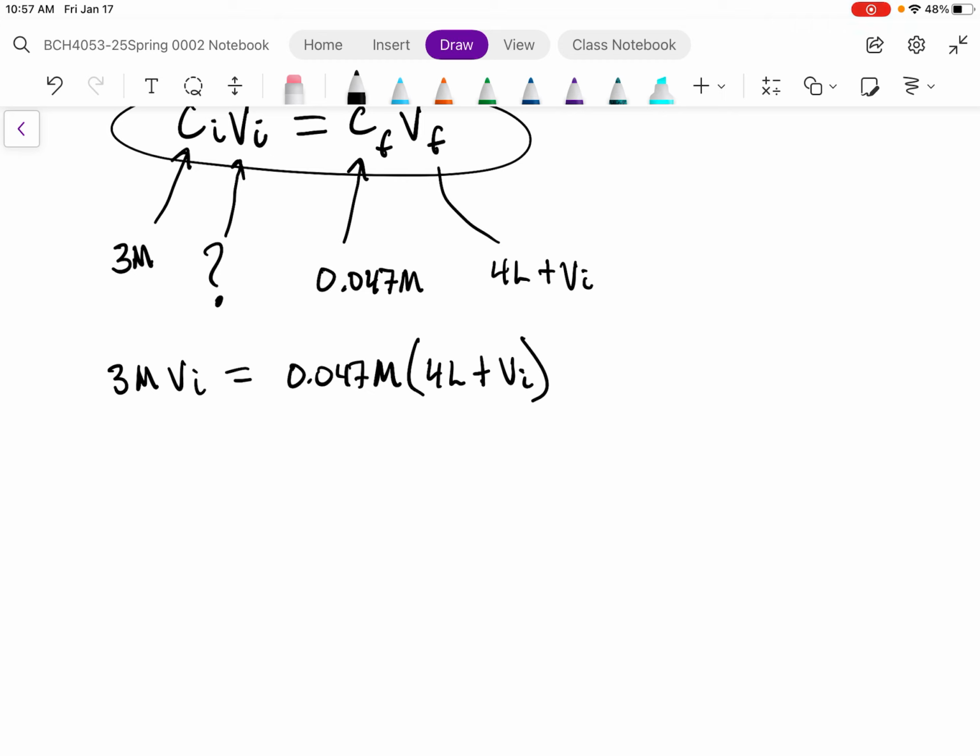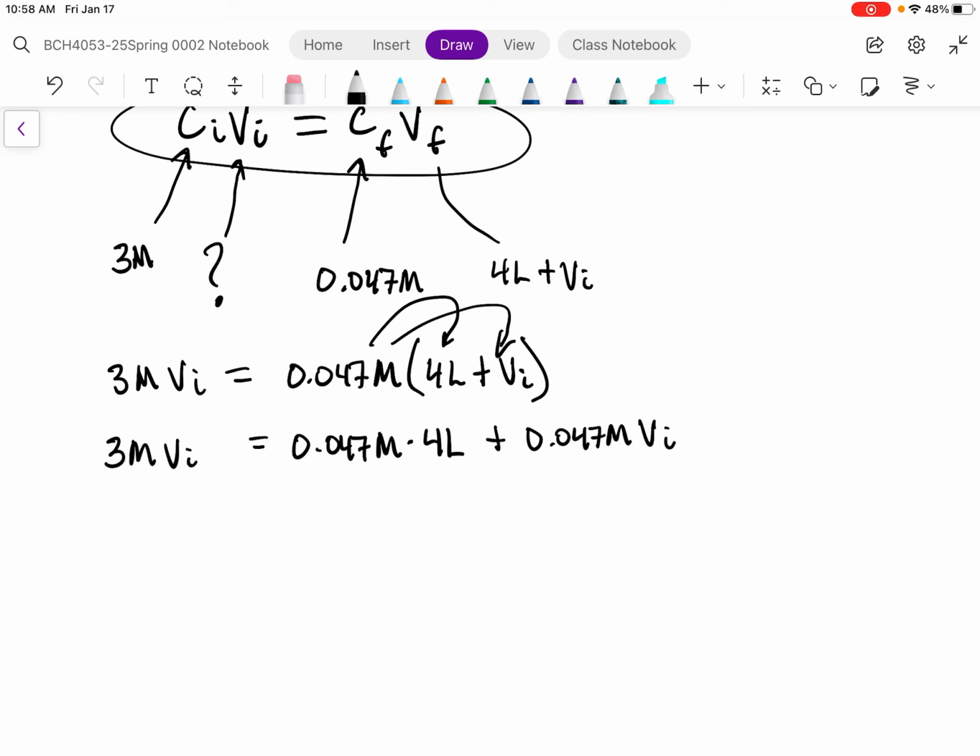Okay, so in order to do that, we're going to have to distribute this in. So we have 0.047 molar times 4 liters plus 0.047 molar times VI, and that would equal 3M times VI. Now we have one variable, but it's on both sides of the equation, so we have to combine like terms.